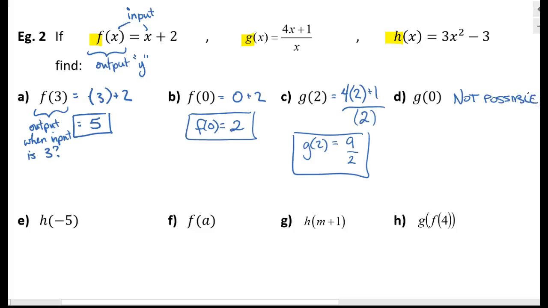You're like, Miss Conrad, why not? Like, 0's the best number to plug into anything, and it just gives us a value. The problem is that we've got x in the denominator. So if I did try and plug this in, it would be 4 times 0, which is nice, it just disappears, plus 1, all divided by 0. But what do we know about dividing by 0?